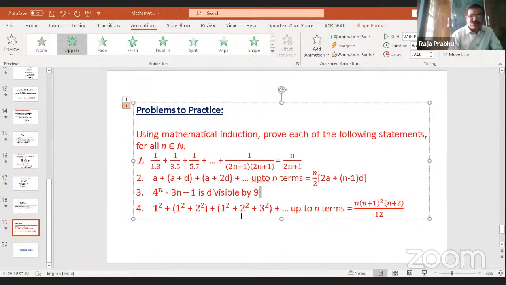And in the fourth problem also, see children, the first term is 1 square, the second term is 1 square plus 2 square, the third term is 1 square plus 2 square plus 3 square, and so on. The nth term will be 1 square plus 2 square plus 3 square and so on up to n square. That is nothing but the sum of the squares of the first n natural numbers. You already know that formula, that is n into n plus 1 into 2n plus 1 divided by 6. So follow those concepts based on your previous knowledge.